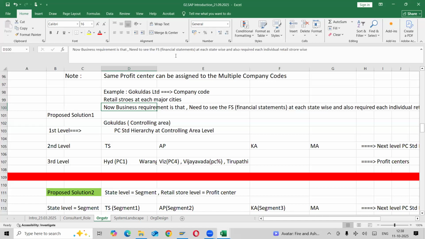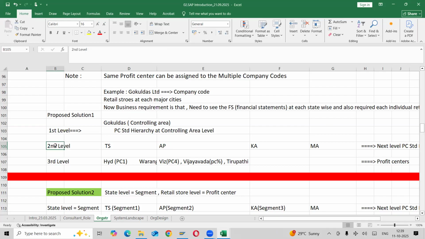They need to see the financial statements state-wise, and they also require them for each individual retail store. Two things: state-wise they want a separate statement, and individual retail-store-wise they want a separate statement. So what I'm going to do, at the first level, is create a profit center standard hierarchy at controlling area level. Clear? Controlling area level. And the next level, the second level, because controlling area would be my first level, right? Next one, state level. So the next level is profit center standard hierarchy equal to state-wise.